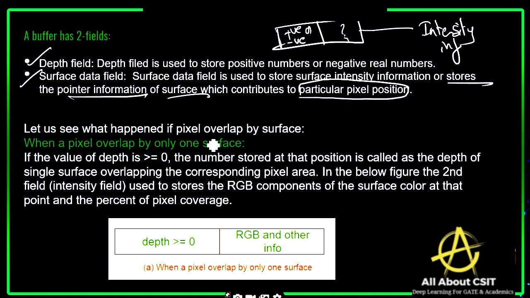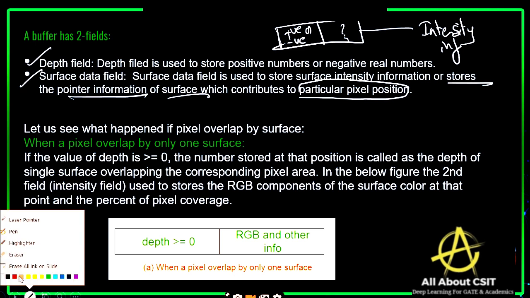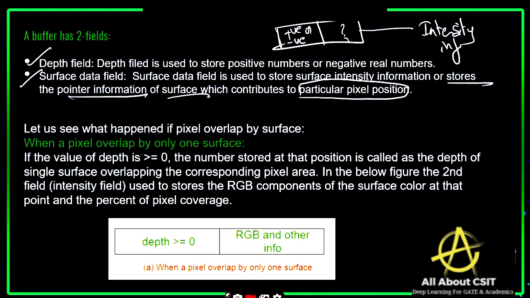Now let us see what happens if a pixel is overlapped by surfaces. We are going to see which fields we use if a pixel overlaps only one surface, and what happens if a pixel is overlapped by multiple surfaces. First, when a pixel overlaps only one surface: if the depth value is greater than or equal to 0, then the number stored at that position is the depth of the single surface. So only one surface means the depth should be greater than or equal to 0 for the corresponding pixel.